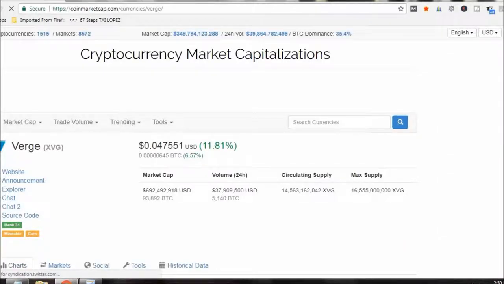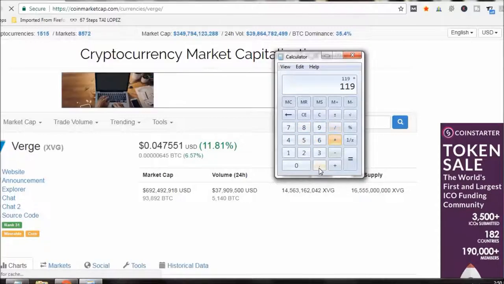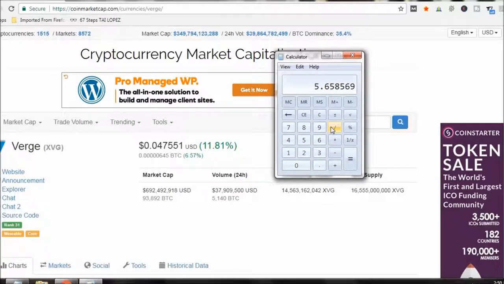Verge. So we've got 119 coins times 0.047551, that's $5.65. So 565, and I've been doing it about 4.5 days. Divided by 4.5, it's about $1.25, maybe $1.26 a day.